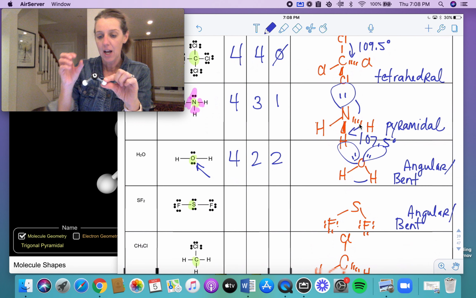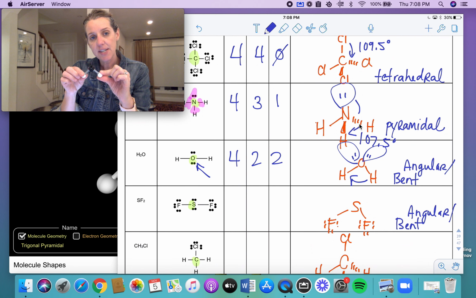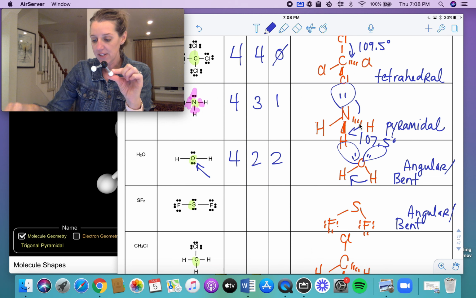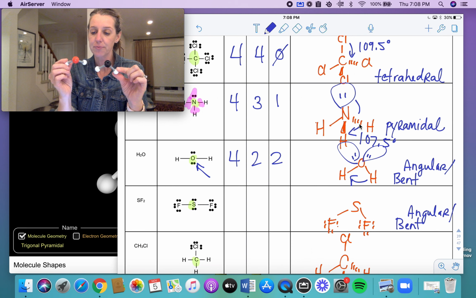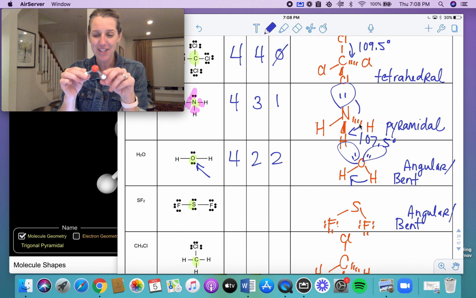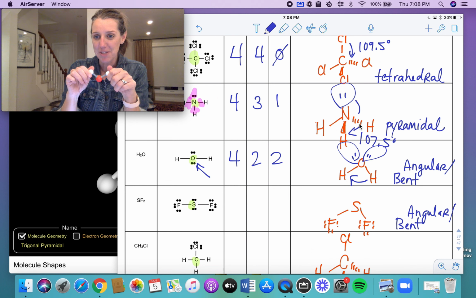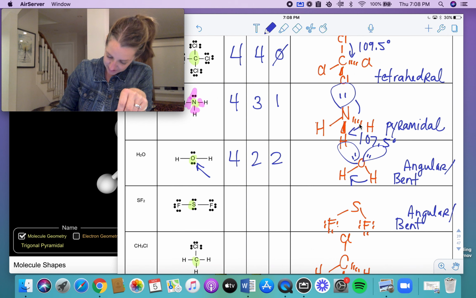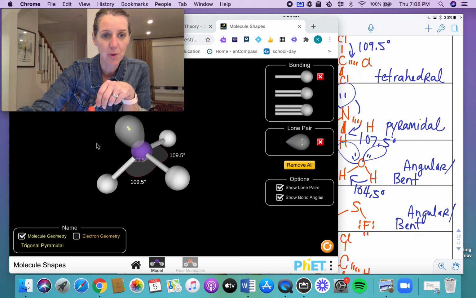They take up a little more space. The angle sneaks down a little teeny bit. And now the angle between here and here is the same as my water molecule, which is a bent shape. It's also called V-shaped. Sometimes it's called angular. It's all the same, okay? The angle, 104.5 degrees.